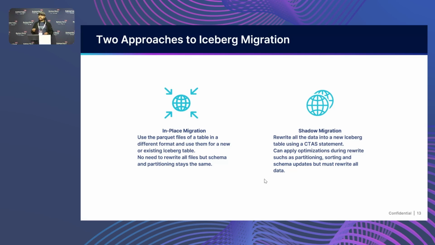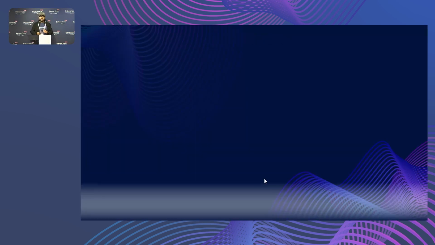Now, the other option is shadow migration, where you do rewrite all those tables, which, you know, is a fine option. But, you know, again, it's going to cost more because if you're rewriting petabytes of data, that's a lot of compute. But there are some benefits. So we'll talk about these different options and the different ways you can go about these options.